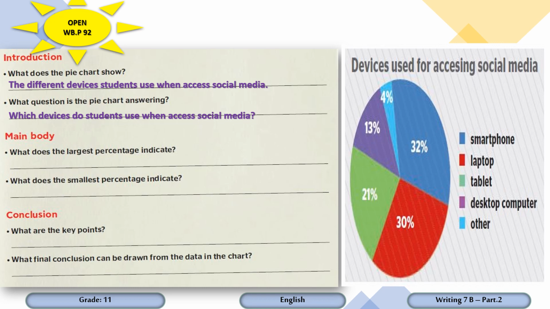Now, in the main body, what does the largest percentage indicate? It indicates smartphones. What does the smallest percentage indicate? It indicates other devices. In the conclusion, what are the key points? The different devices and the different percentages. What final conclusion can be drawn from the data in the chart? This is what we are going to find out in the model writing. We're going to find it in the next slides.